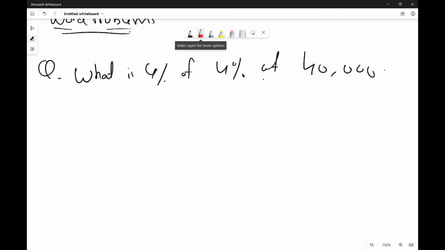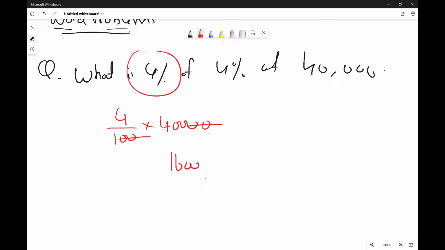So, 4%, आप सबसे पहले हम निकाल लेंगे 4% of 40,000. 4 by 100 into 40,000. ठीक है, ये क्या 1600 आ गया. Now there's another 4% as well. So 4 divided by 100 into 1600. ये क्या 4 times 16, 64. ठीक है, तो this is how we can translate a word problem into an expression. This was just a basic example.